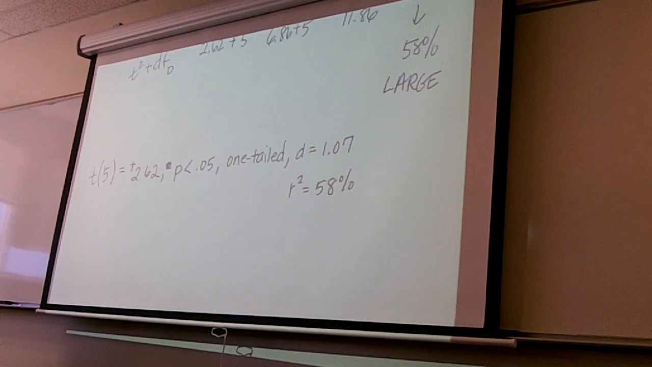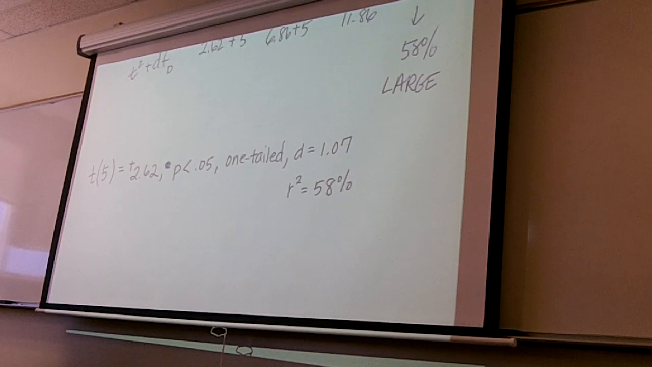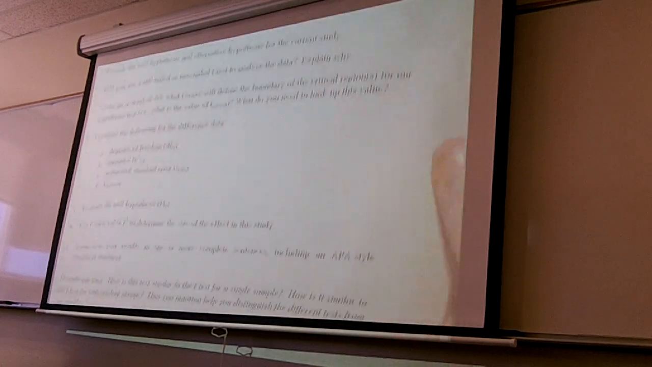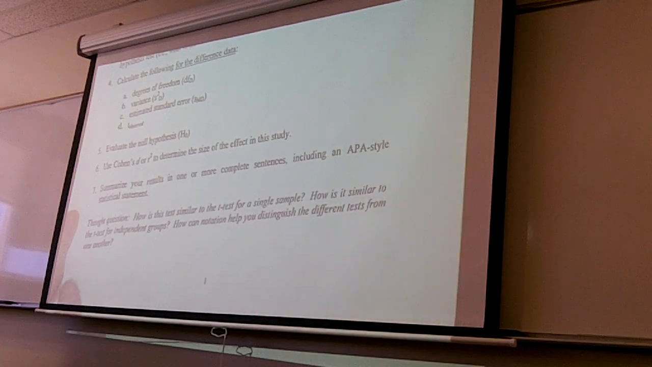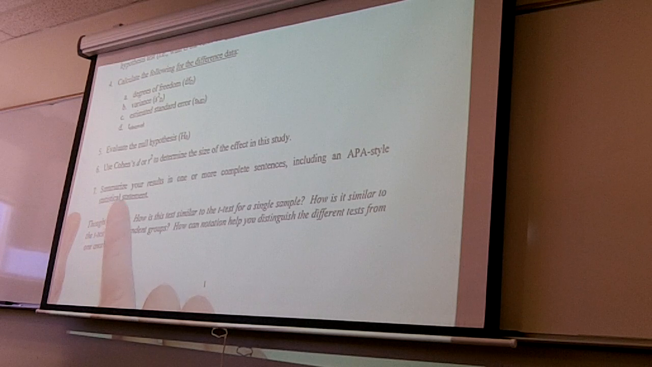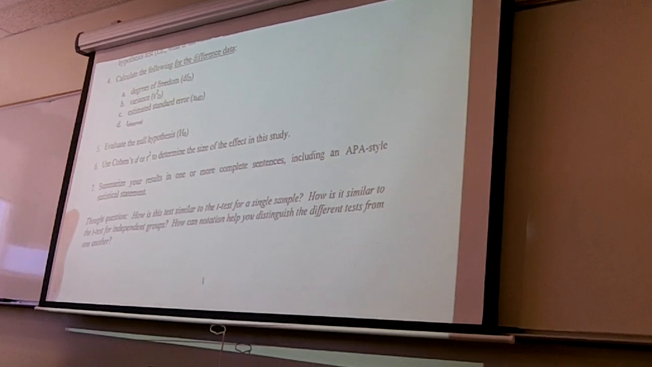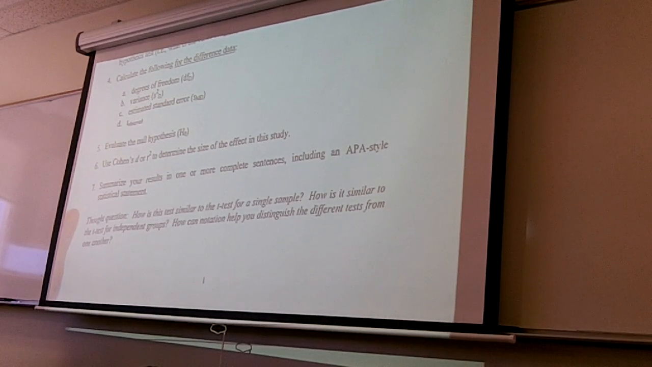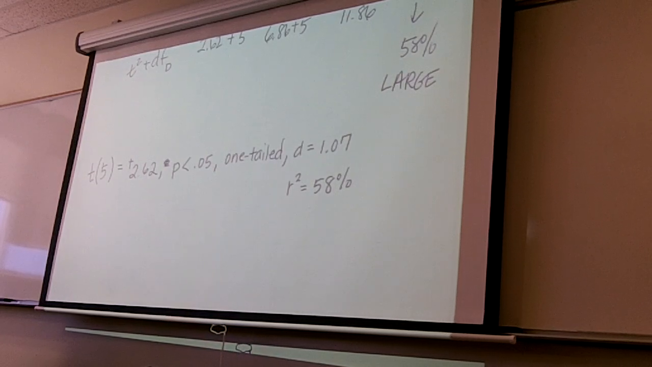Okay. I just want to know when I would use this, like if you ask for it on the test. On the test, I will have questions that look remarkably like, summarize your results in one or more complete sentences, including an APA style statistical statement. It will literally look just like that. So you need to give me the words, and then a comma, and then that. No tricks. I don't need to trick you. It's hard enough already.